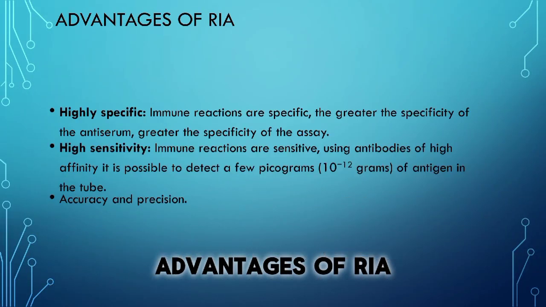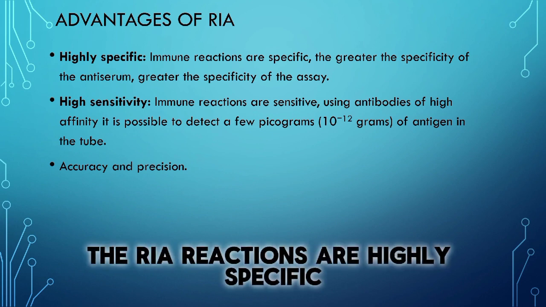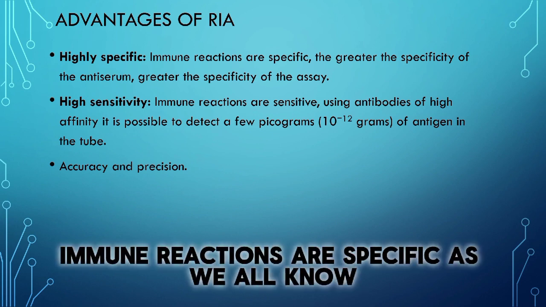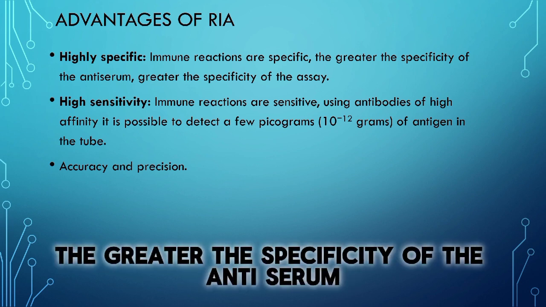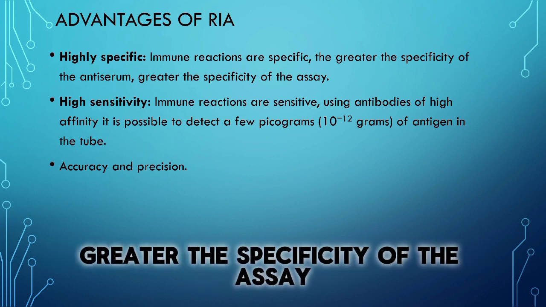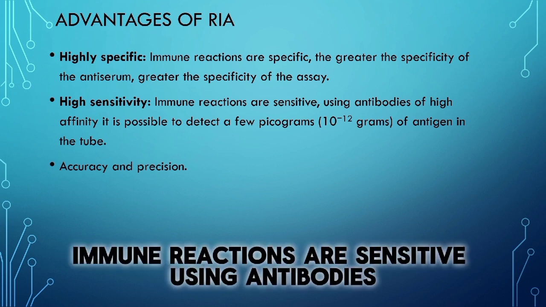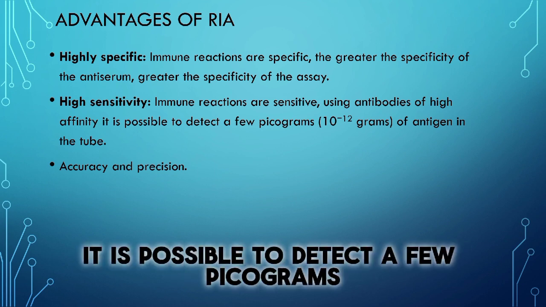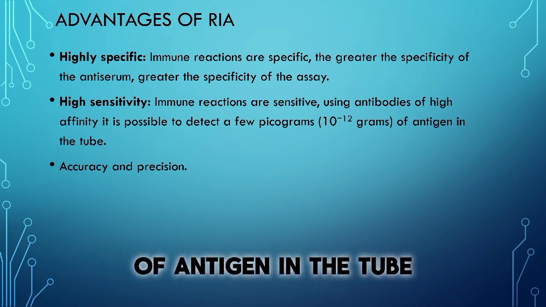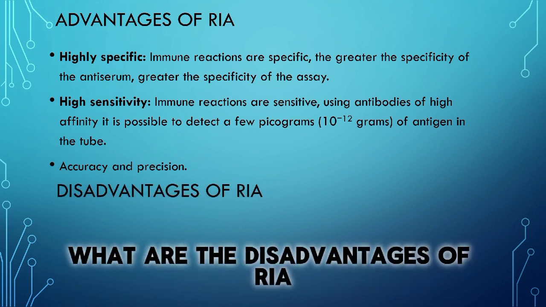Advantages of RIA. The RIA reactions are highly specific. Immune reactions are specific as we all know. The greater the specificity of the antiserum, greater the specificity of the assay. High sensitivity. Immune reactions are sensitive using antibodies of high affinity. It is possible to detect a few picograms of antigen in the tube and they are very accurate and very precise reactions. What are the disadvantages of RIA?